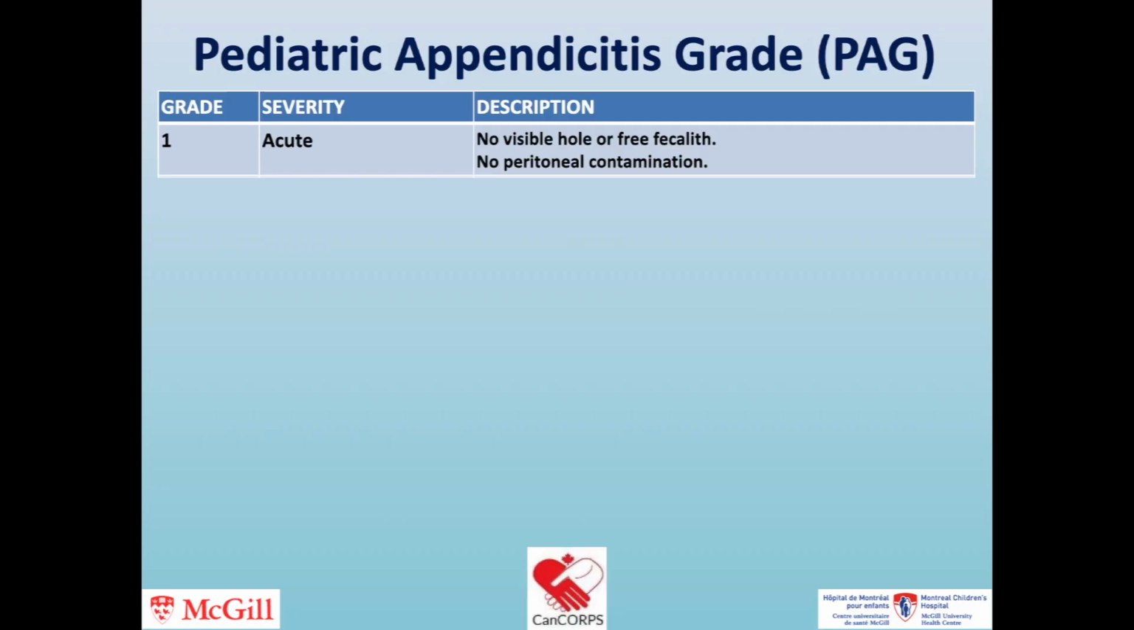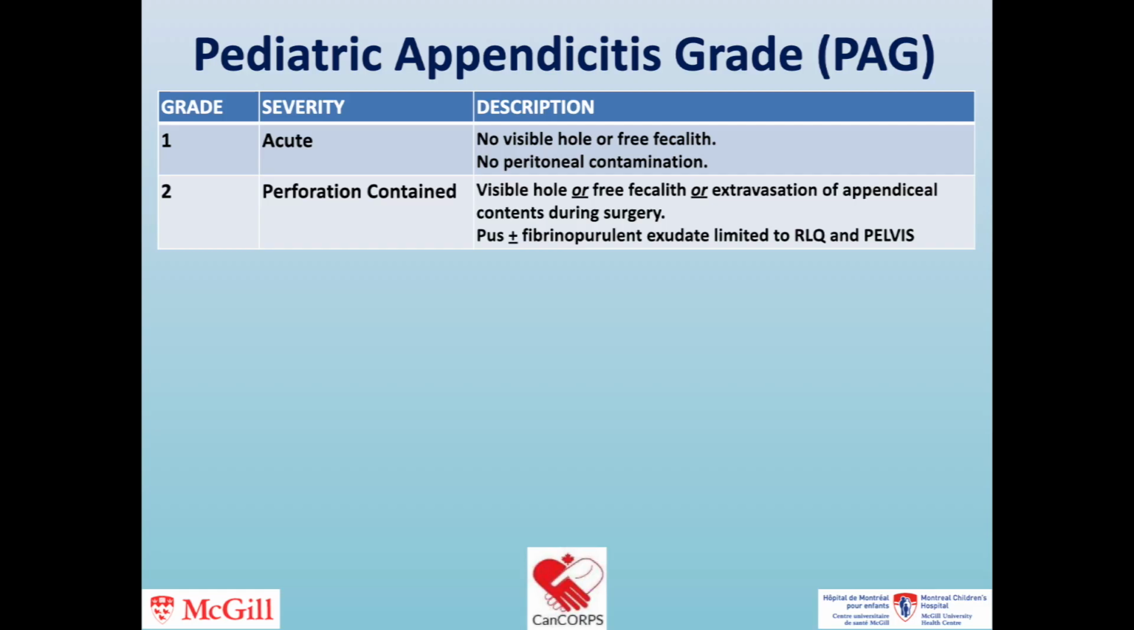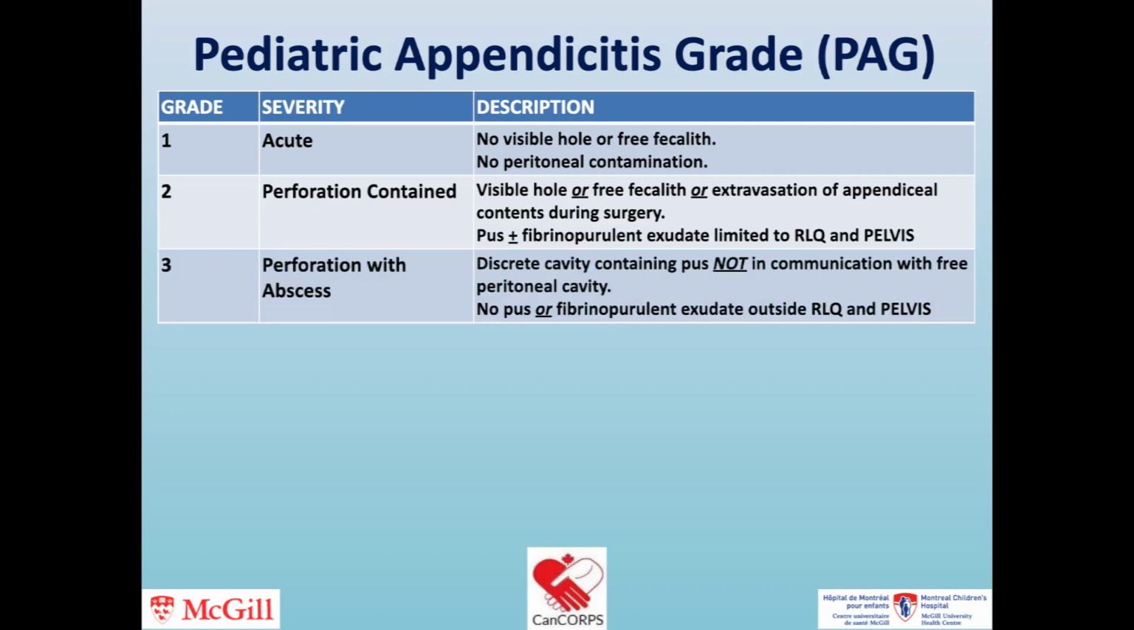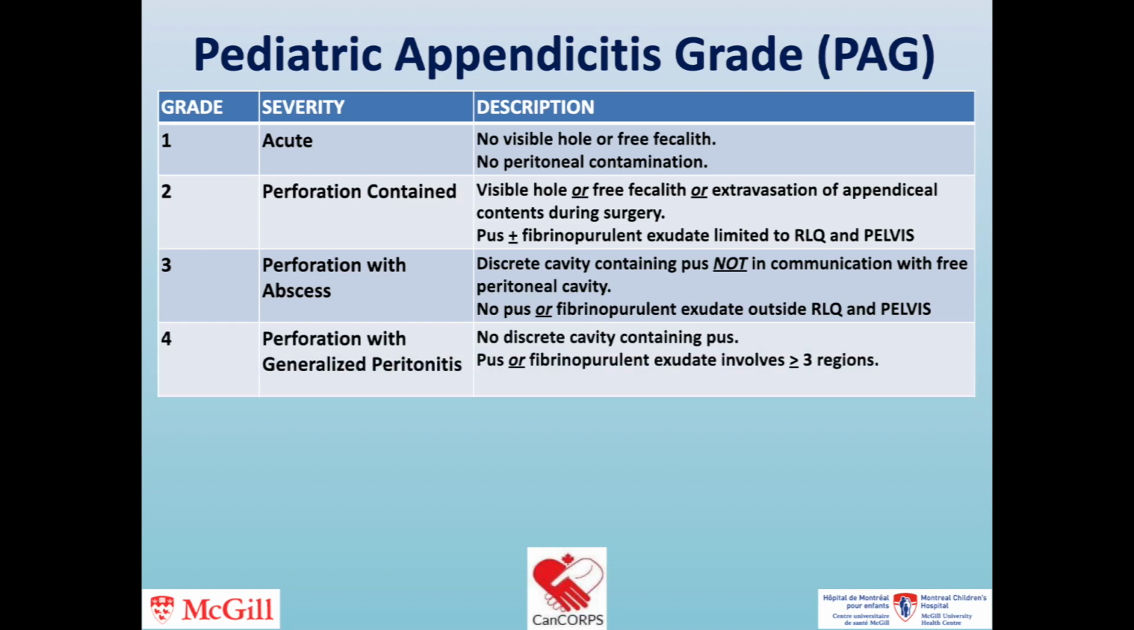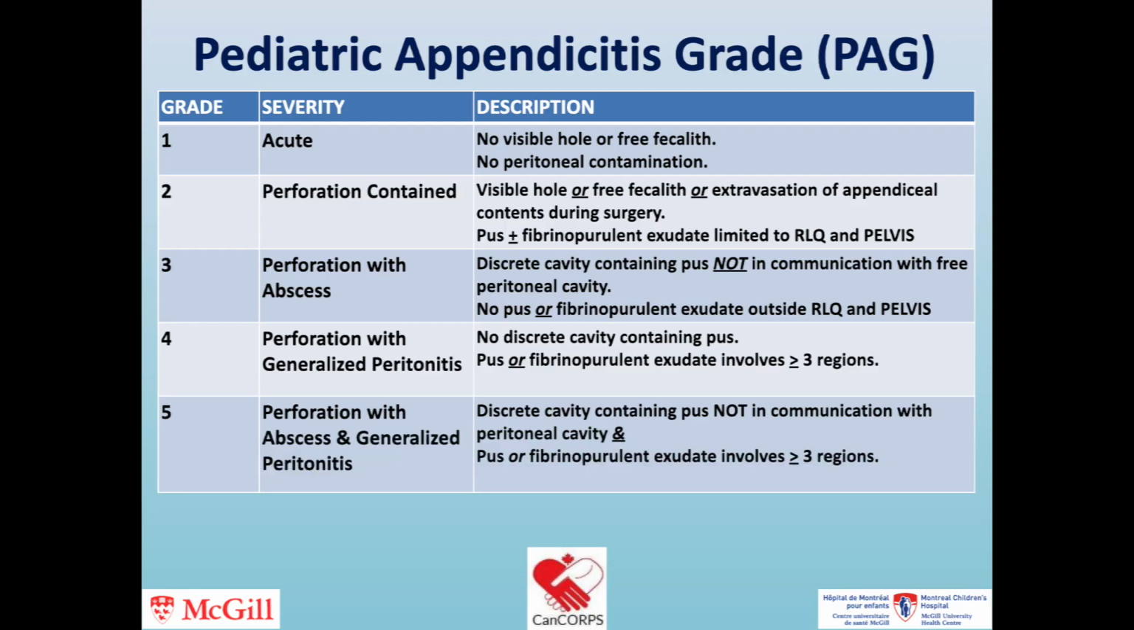PAG 1 is an acute non-perforated appendicitis. PAG 2 is a localized perforation without an abscess or generalized peritonitis. PAG 3 is a discrete abscess defined as a pus-containing cavity that does not communicate with the peritoneal space. This has to be disrupted and drained by the surgeon. PAG 4 is extensive contamination involving 3 or more of the 6 regions, resulting in generalized peritonitis. And PAG 5, the most severe grade, is a combination of PAG 3 and PAG 4.